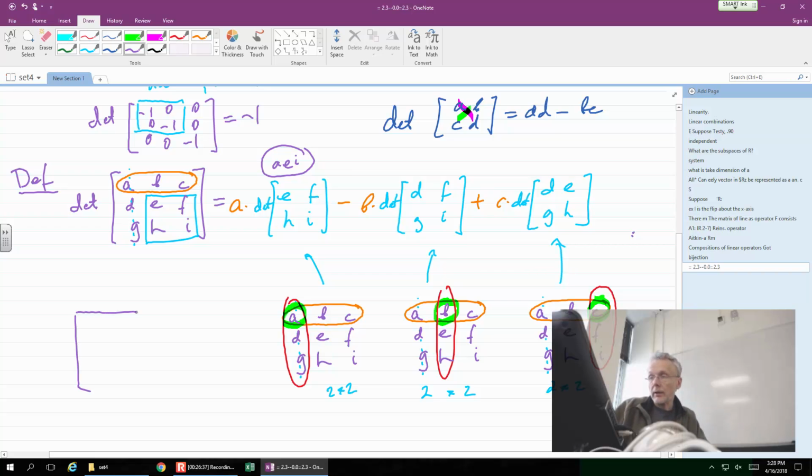But if you want an explicit formula, it's not really that impressive, I suppose, just for dimension 3. So let's see, these 3 plus these.